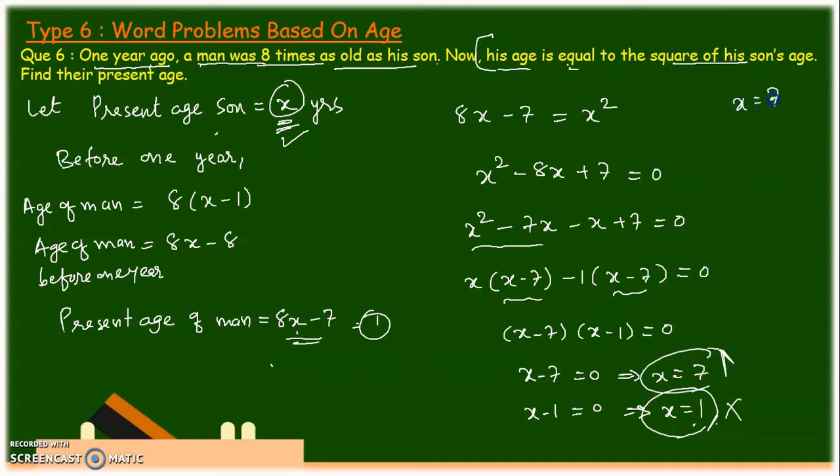So if you put x equal to 7, it means the son's age will be 7 years and the man's age will be 8x minus 7. So here in place of x, if you put 7, it will be 8 multiplied by 7 minus 7. So we'll get the man's age will be 49 years. So this is our correct answer. The son's age is 7 years and the man's age is 49 years. Okay. So this is how we can solve the different types of word problems based on quadratic equations.